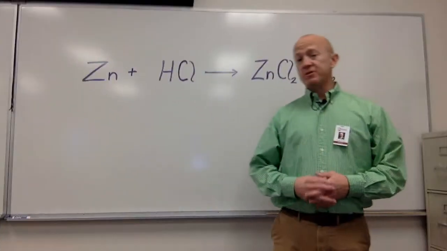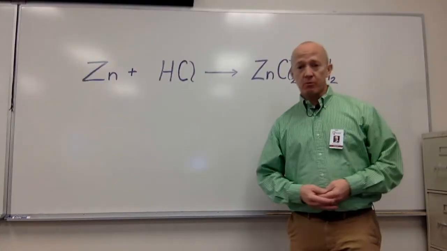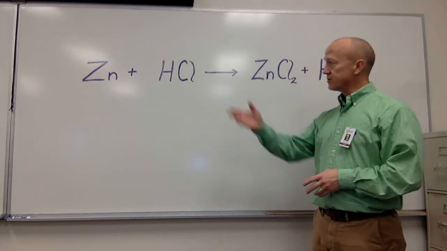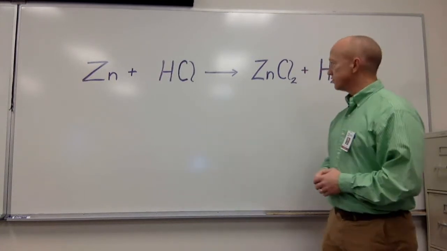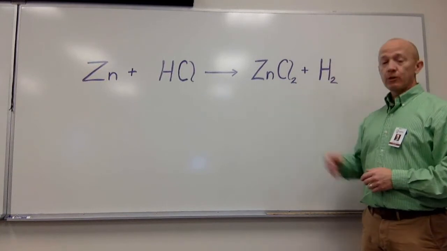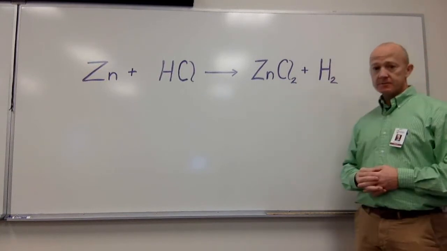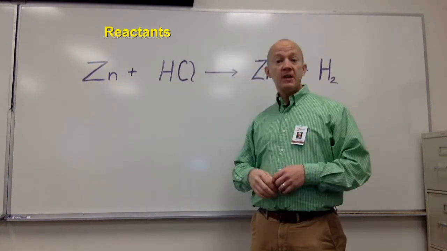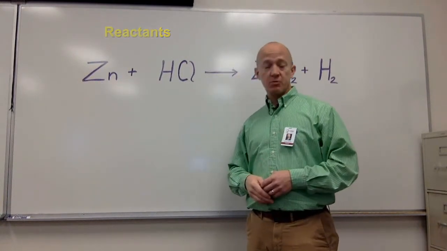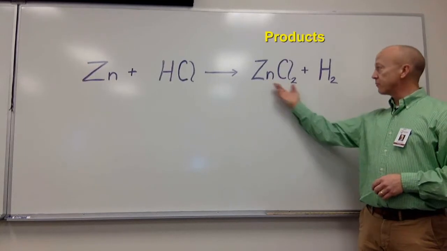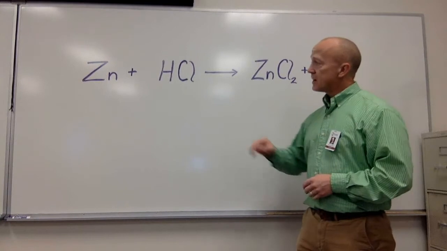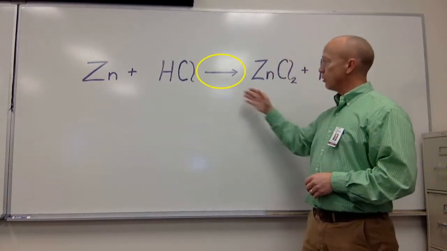So chemists use equations to represent chemical reactions, like the one that we saw previously. This is the reaction of zinc with hydrochloric acid to form zinc chloride and hydrogen gas. In a chemical equation, we show the reactants on one side. These are the substances that we start with in this reaction. On the other side, we show the products, the new substances that arise from the reaction. We separate the reactants from the products with an arrow.